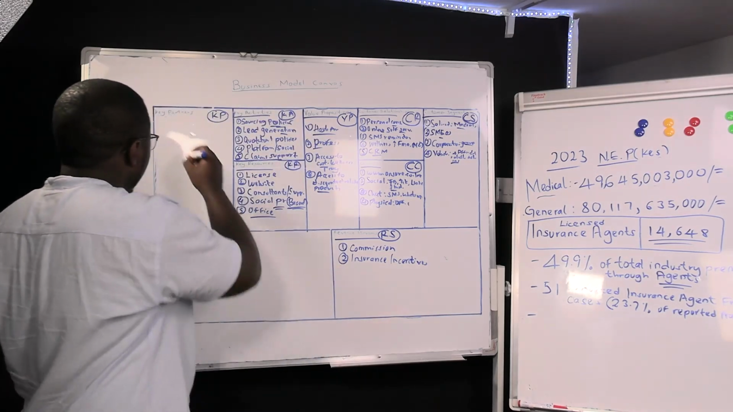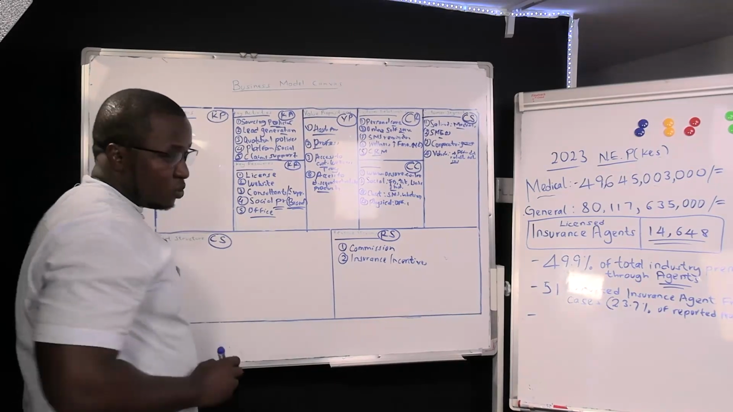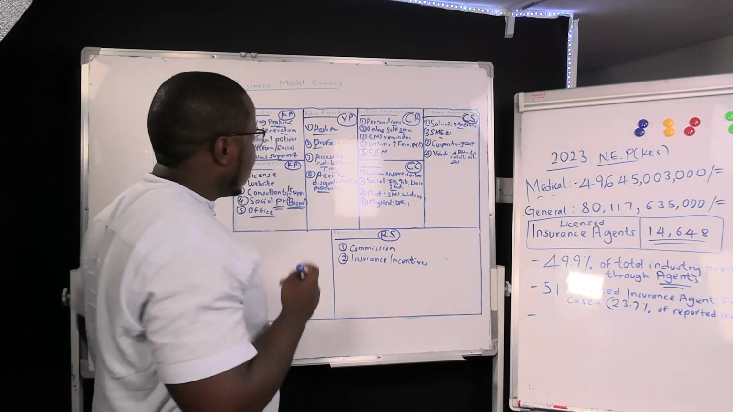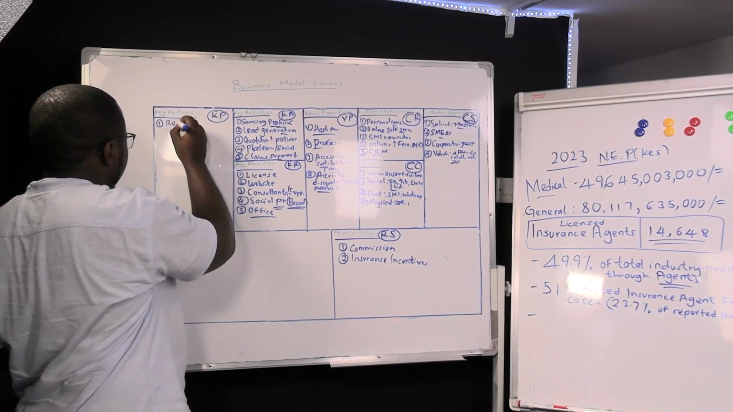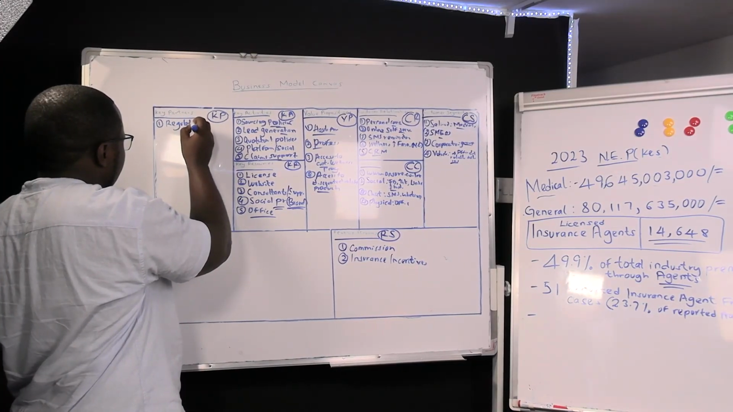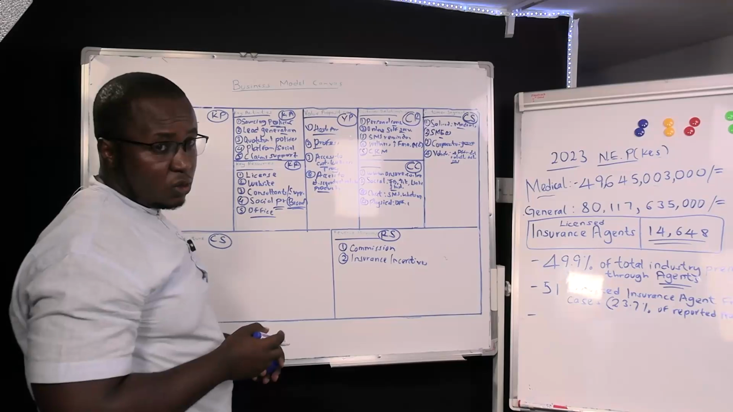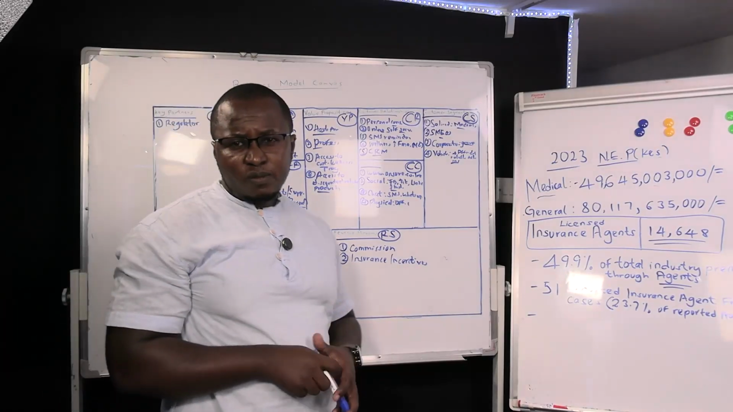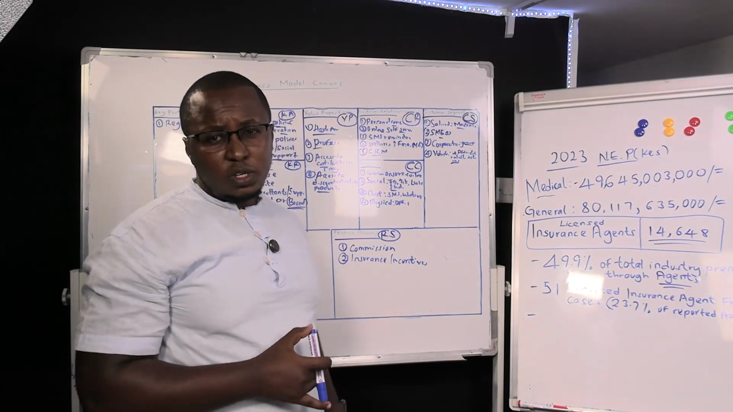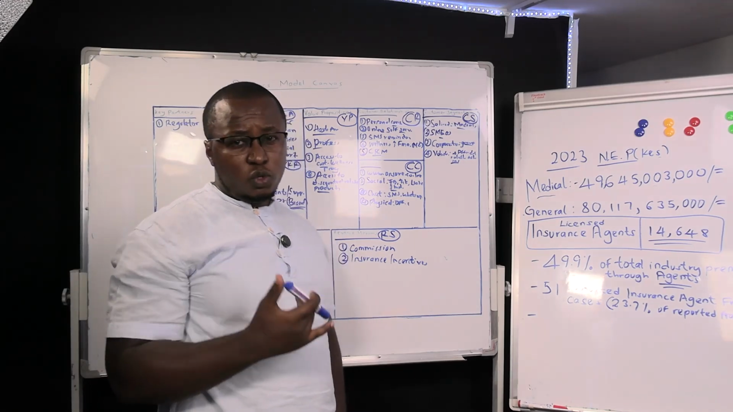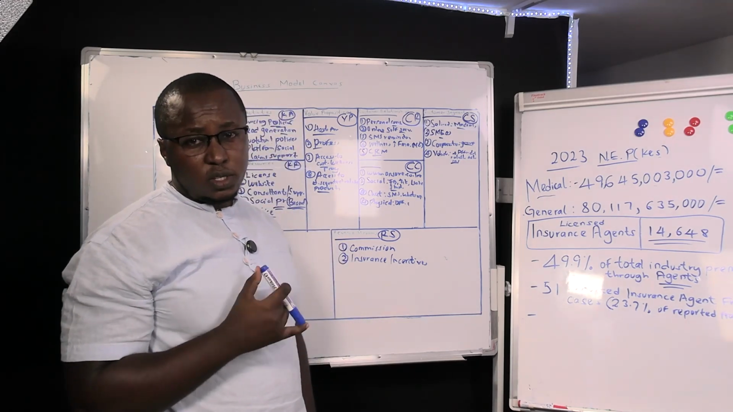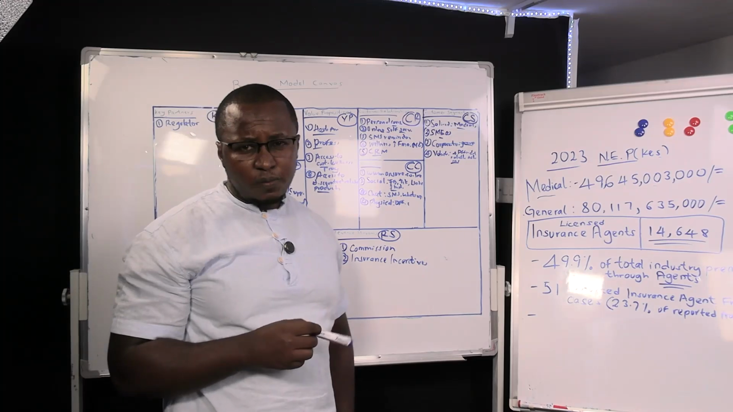With that being said, we jump straight into key partners. The number one key partner is the regulator. The regulator plays different roles. The first role is in licensing. You need to comply with the regulator as a partner for you to be able to be a licensed insurance agent within the Kenyan market.